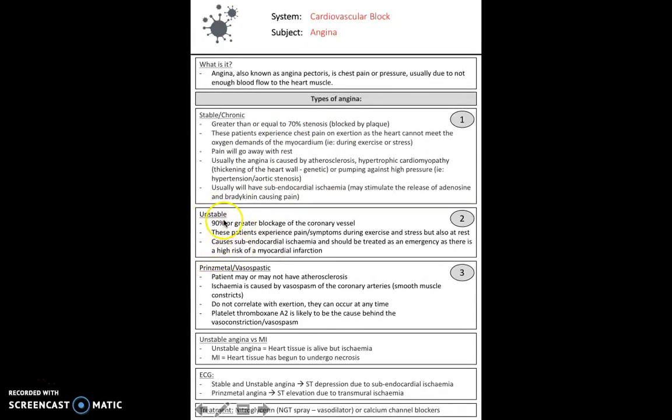In terms of unstable angina, this is where there's a 90% or greater blockage of the coronary vessels, and therefore these patients are more likely to be symptomatic even at rest, not just during exercise.